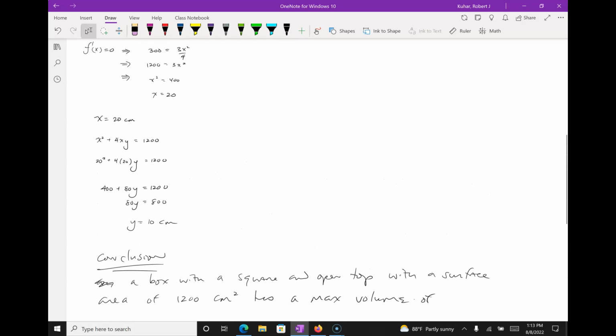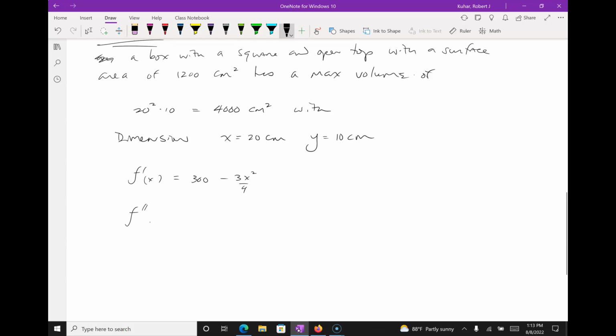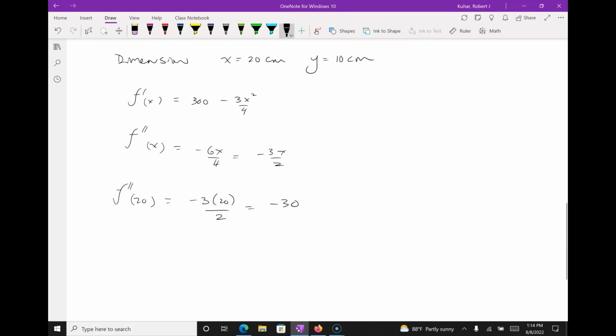What was our derivative again? f prime of x was 300 minus 3x squared over 4. And f double prime of x is minus 6x over 4, which is minus 3x over 2. And f double prime of 20 is negative. So x equals 20 is a max.